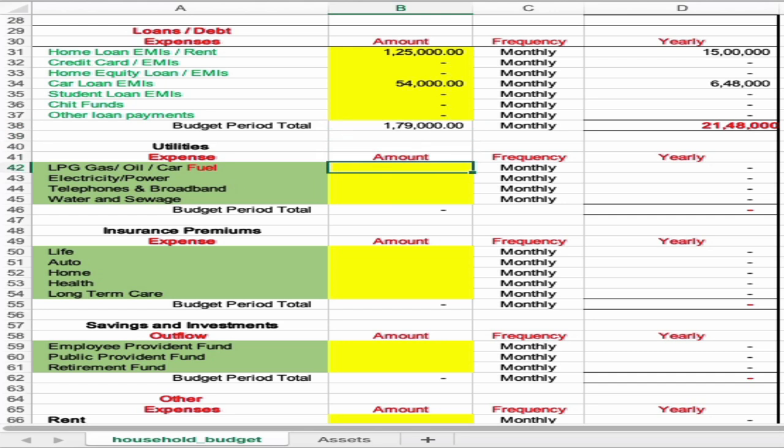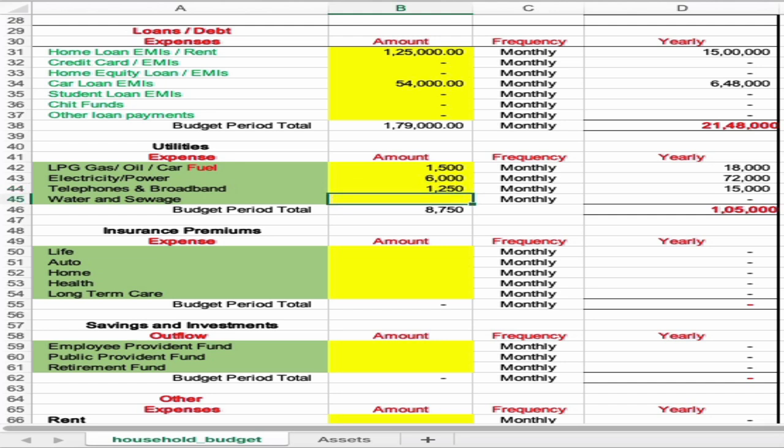Utilities. LPG gas, let us say you spend 5,000 rupees a month. No, that's too much. That's 1,500 rupees a month. Then electricity, power, 6,000 rupees a month because you got your ACs running all the time. Telephone and broadband, 1,250. And water and sewage, water supply and so on and so forth. Let us say that comes to 750 rupees for your bungalow. So your budget monthly total for utilities is 9,500.